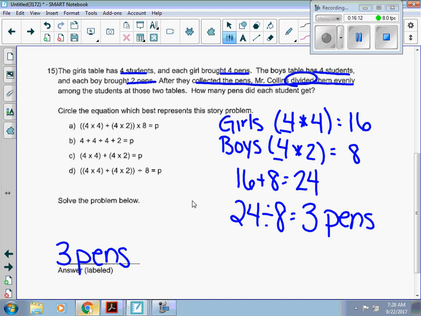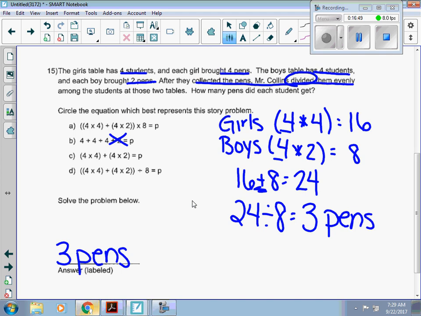Okay? Now I need to find the equation that matches it. Well, the first thing I did was 4 times 4. I see a 4 times 4 here, in A, and C, and in D. I don't see 4 times 4 in B, so I'm going to cross that one off. The next part I see is 4 times 2. I see a 4 times 2 with A, C, and D still. Then I added my answers for those, so I need to find one that has an addition symbol in between each, and A, C, and D still have that. So I haven't narrowed it down yet.